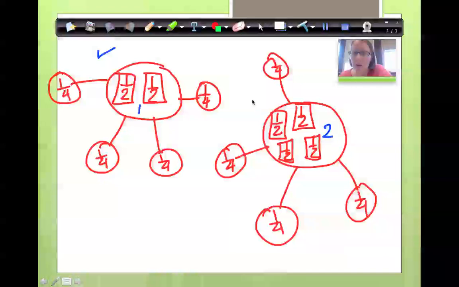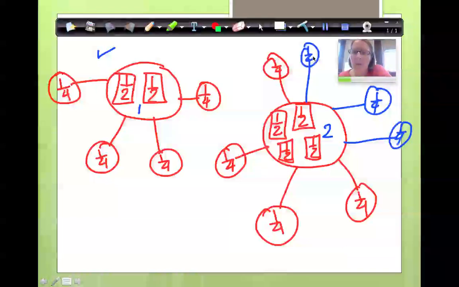Well, how many fourths do I have? 1, 2, 3, 4. Whoops. Not enough fourths. If I was going to make this true, I would need to add another 4 fourths in order to make it right, because 2 is the same as 8 fourths. Okay? Now it's right. Now let's look at another one.